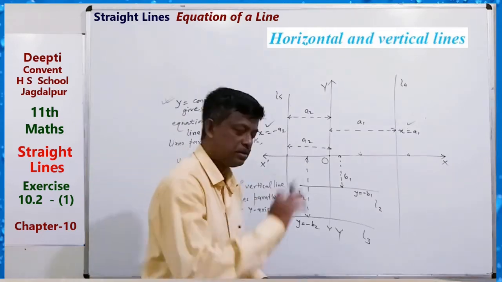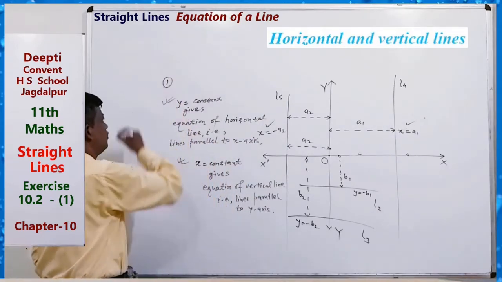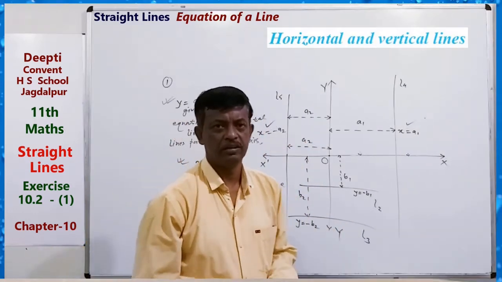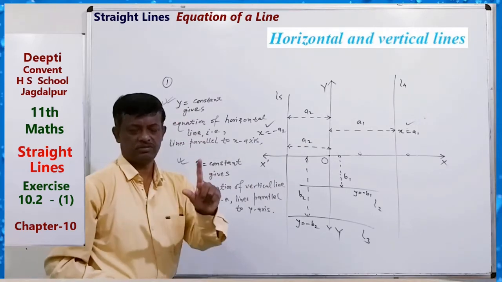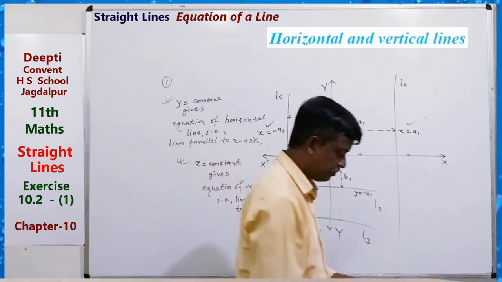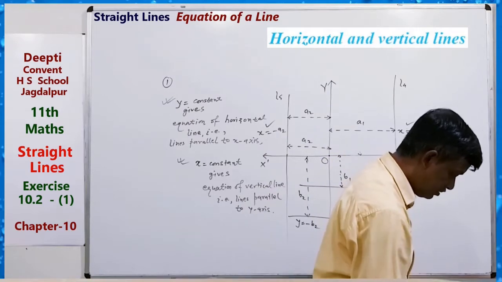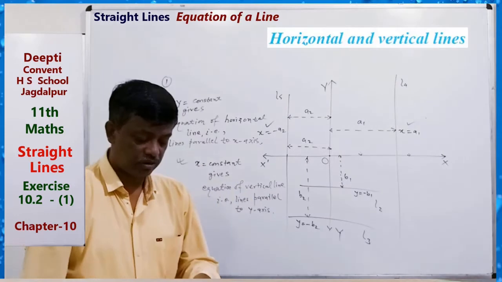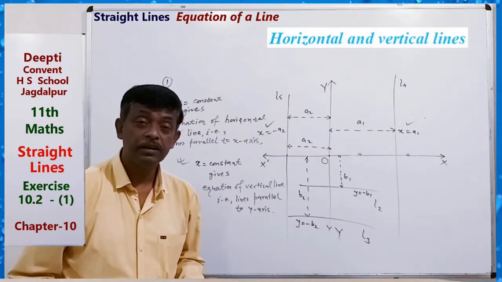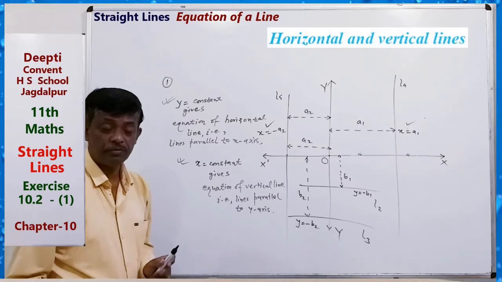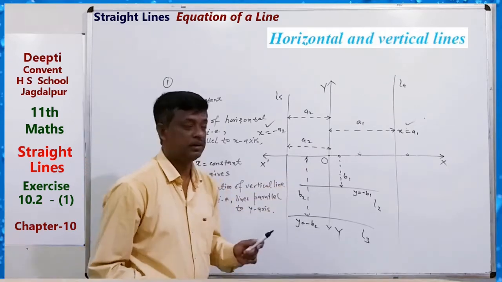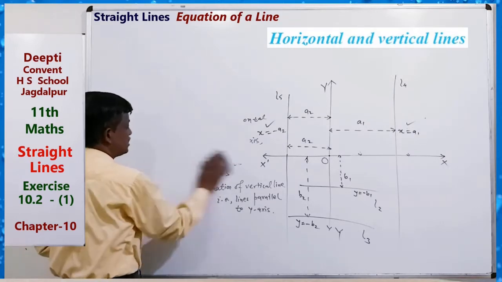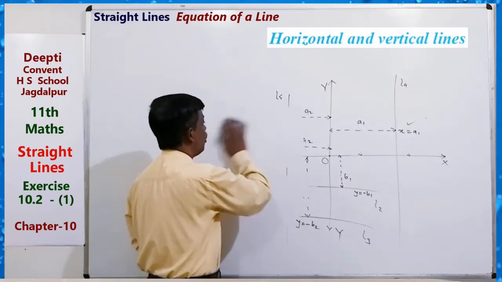Clear? So this is the first point about lines, because there are different forms of the equation of a line. These are the simple first ones, horizontal and vertical lines. Now the second form, point slope form. We are trying to discuss how we can write the equation of a line in a two-dimensional plane.